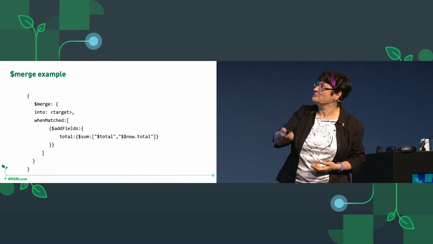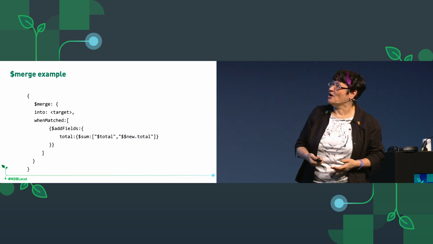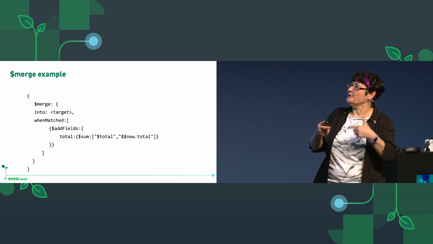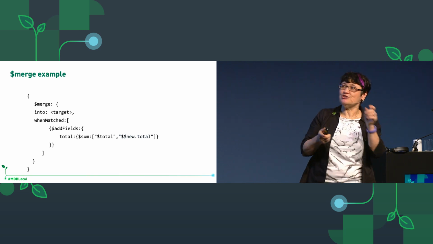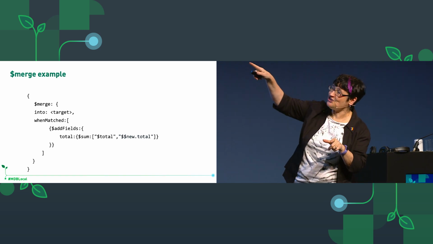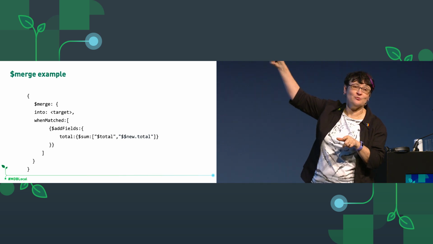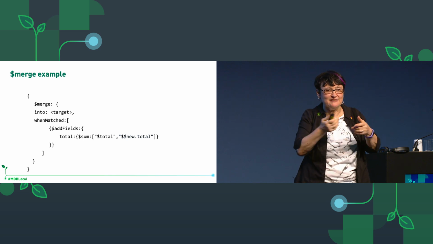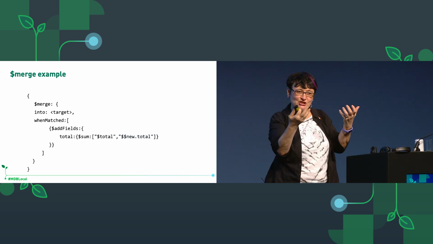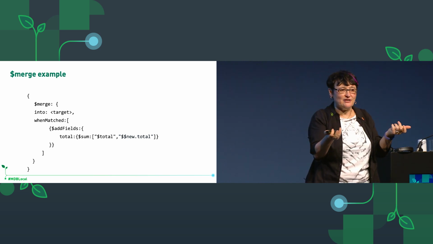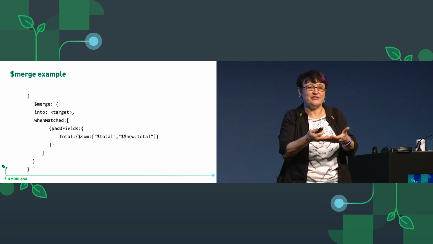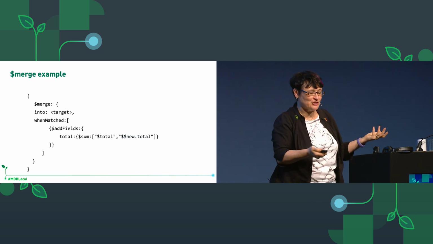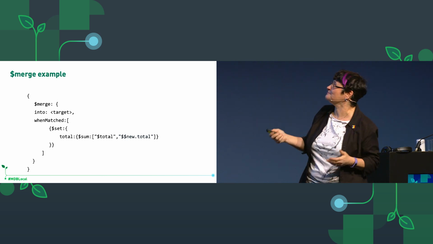So you could say, when matched, you can add a field total, which is a sum of the existing document total and the new document's total. You don't want to overwrite the field, you don't want to replace the field, you don't want to leave the field. You want to logically combine the values that are in there. So you pretty much can do any kind of transformation at this point with custom logic that you invented.